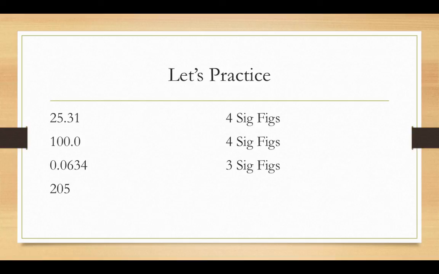Now let's look at our last problem, 205. How many significant figures would that have? Well, for that one, we only need rule number 1. I can box all non-zero numbers and any zeros that are between them. So this would have 3 significant figures.